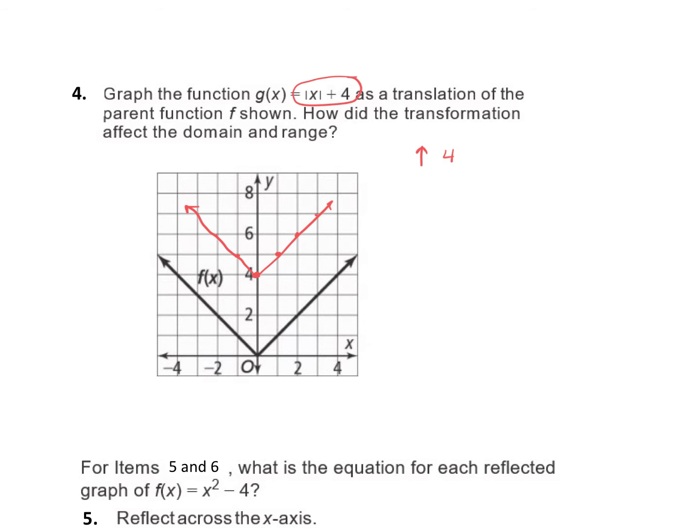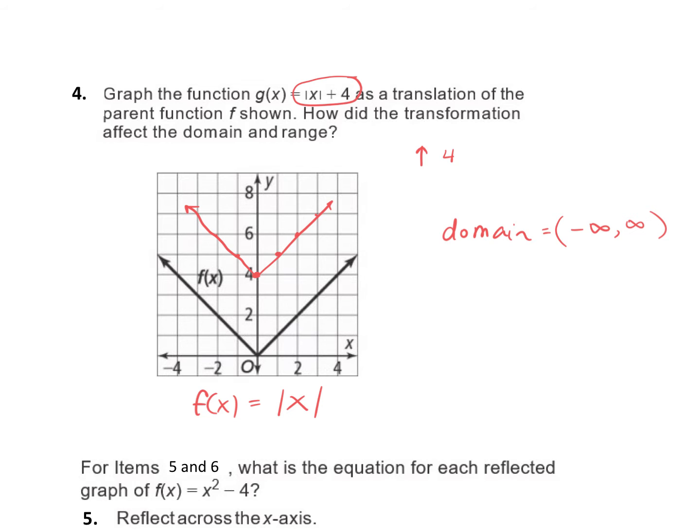So how did this affect the domain and range? Well, the domain of absolute value of x, let's see, f of x, here's our parent function. That domain is all the x's to the right, all the x's to the left, so all real numbers from -infinity to positive infinity. So the domain of our new function, g of x, that didn't change. Moving the graph up 4 didn't change the domain, so our domain is still -infinity to positive infinity. This function will still go all the way to the right and all the way to the left, hitting all of those x's.